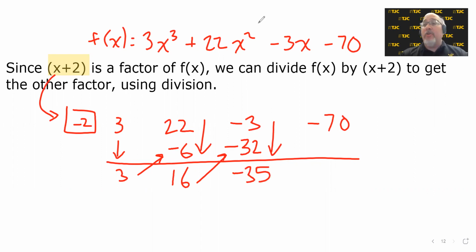You do not have to draw the arrows. That's just me pointing the direction I'm going. Multiply diagonally by the box number. Negative 2 times negative 35 is positive 70. And as expected, we get a remainder of 0.